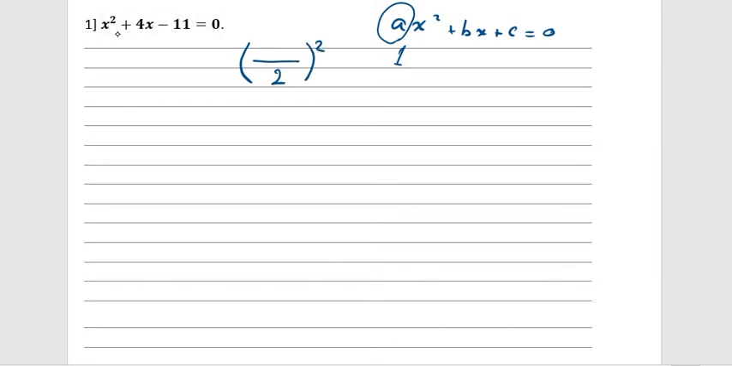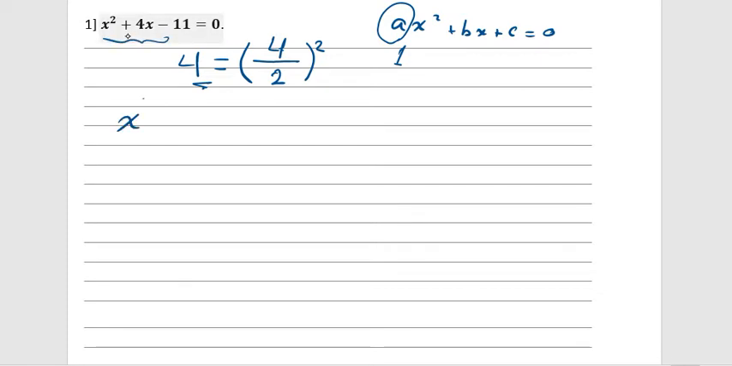What is the middle number here? It's 4. You can take the middle number with a positive or negative sign, it will be the same, no difference, because power 2 will give a positive, whether the number is positive or negative. (4/2)^2 equals 4. This value we get from this step will be added and subtracted on this side.